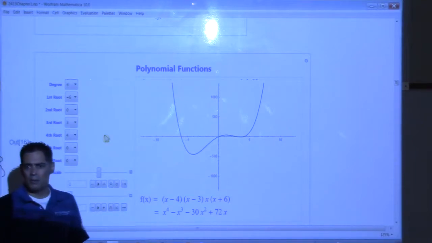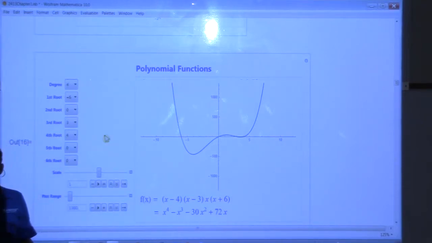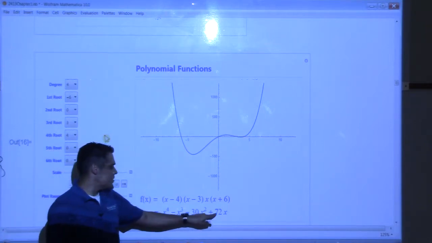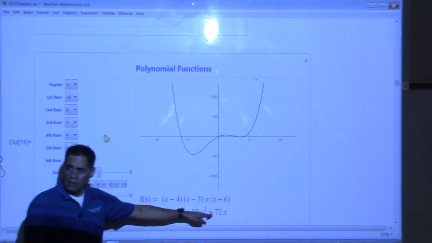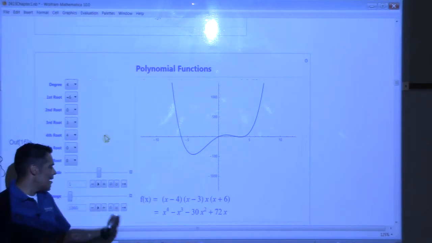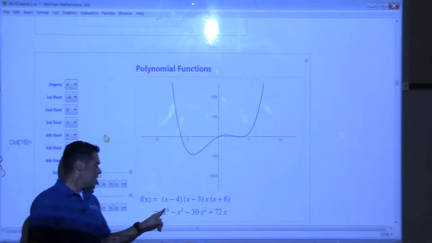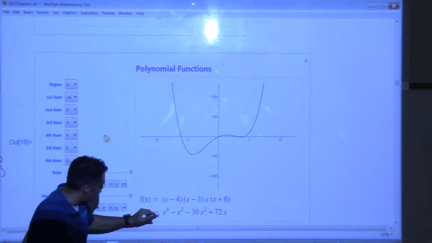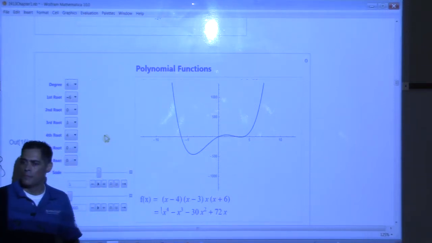Okay, that's something like you would see in college algebra, a polynomial function. Here it is, x to the 4th minus x cubed minus 30x squared plus 72x. That is a polynomial function. And in college algebra, we learn about how important that power is, right? The power tells us what? Well, the power and the number in front of it tell us what?